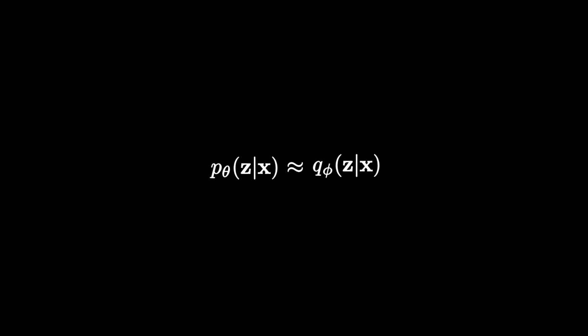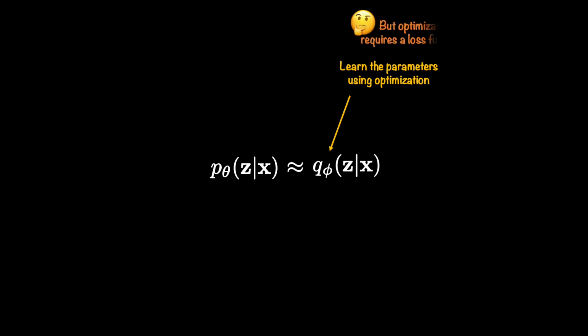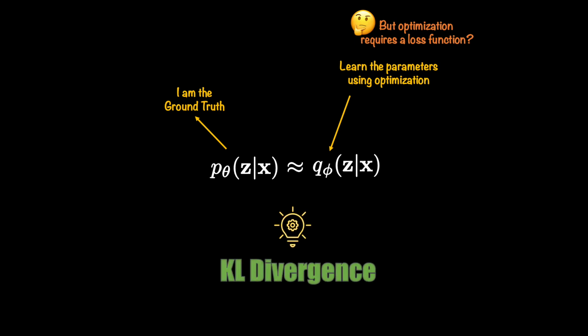So our goal is defined, that is to simply approximate the intractable posterior distribution with a simpler distribution. But we must still learn the parameters, that is phi in this case, and we would do so by using an optimization procedure. That said, an optimization procedure requires a loss function, that is we need a way to compute the dissimilarity between the ground truth and the predictions using the parameters we are learning. But how to quantify the dissimilarity between two probability distributions? This is where we would use something called KL divergence.